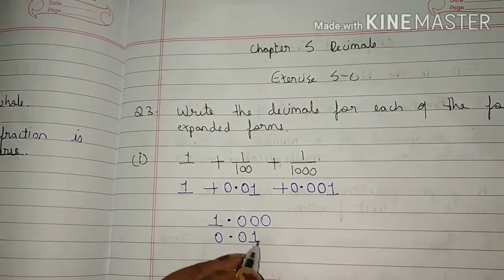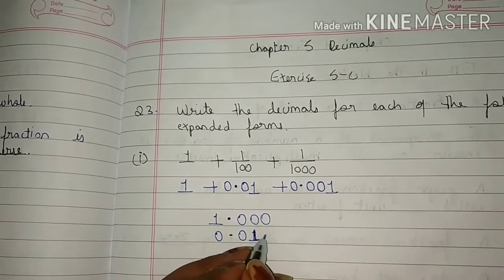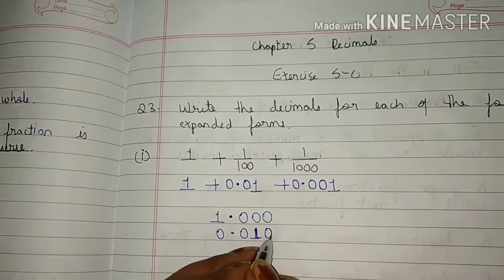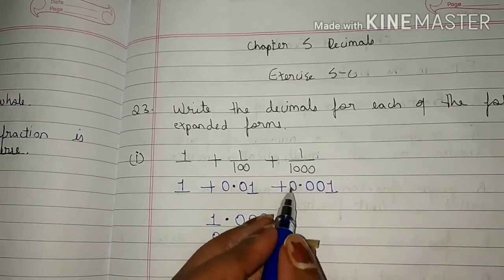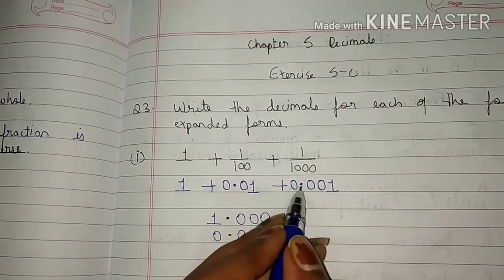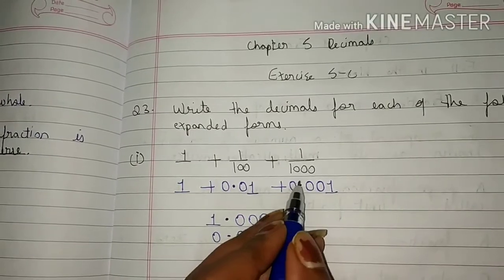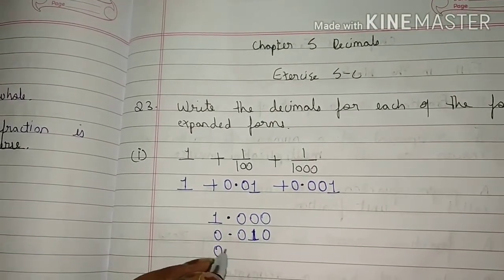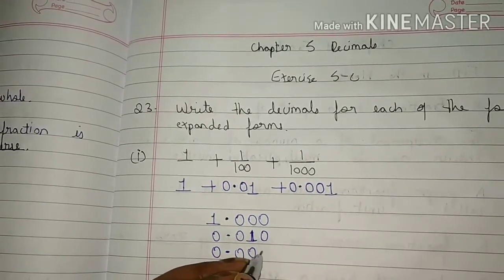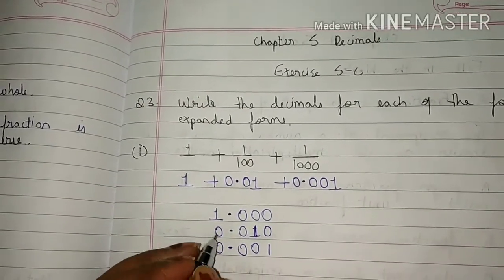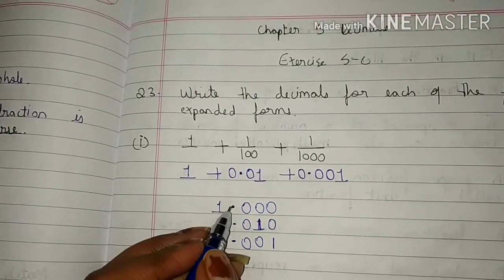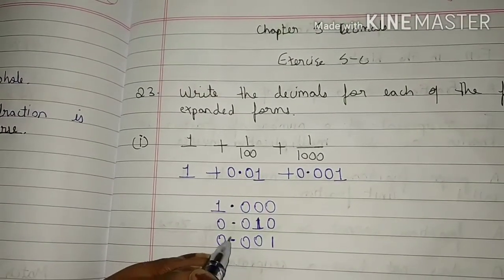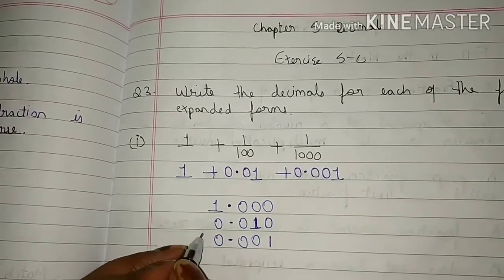0.01. Students, if you want, you can add 0 here also, just to make our calculation easy. Now students, we will copy down 0.001 here. Students, always remember that we will put a decimal point one below the other. Now we will add all these numbers.